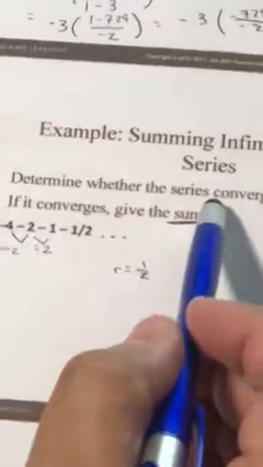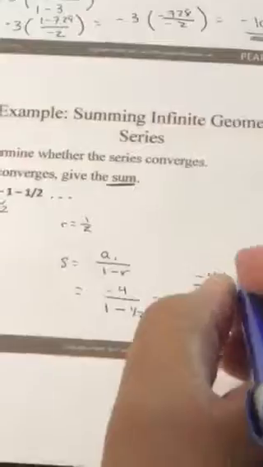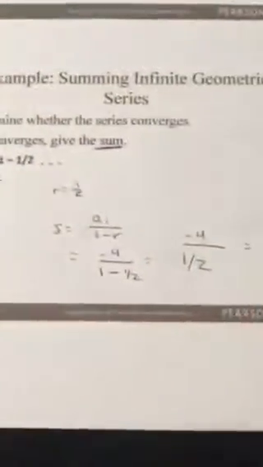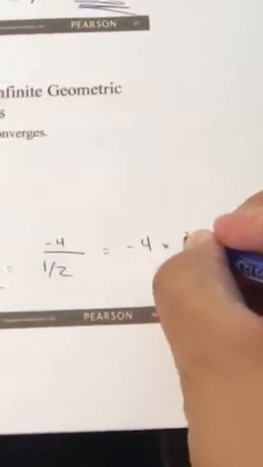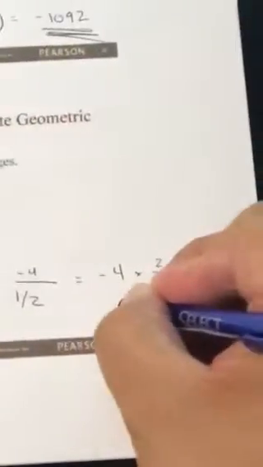And that's the first step here. If it's converging, the r has to be smaller than 1. And here, 1/2 is smaller than 1, so we can use the equation they give us. Okay, so a1 is negative 4, over 1 minus r, which is 1/2. So this is negative 4 over 1 minus 1/2, which is just 1/2. So I'll do keep, flip, change, so times 2 over 1, which is equal to negative 8.